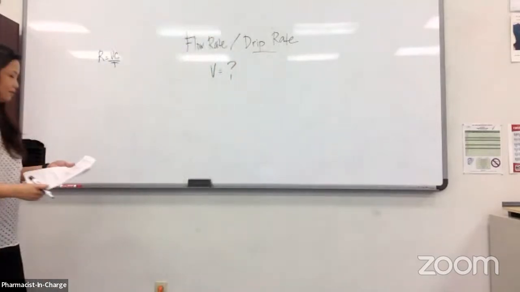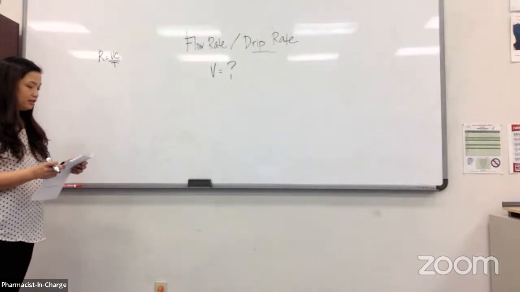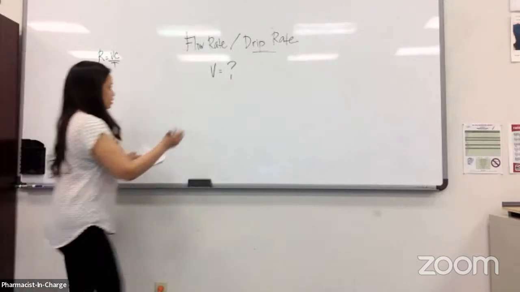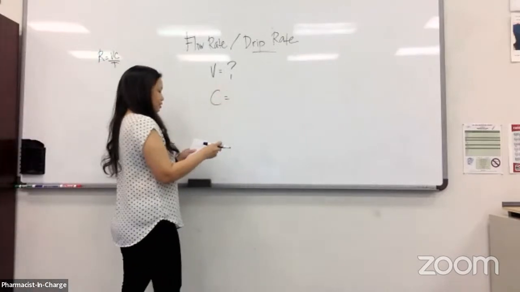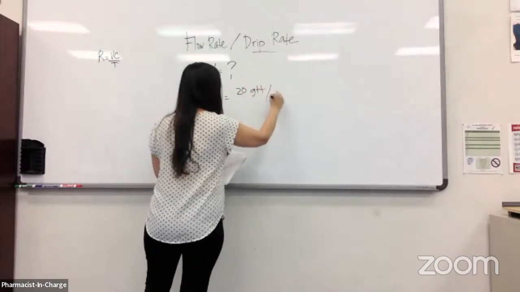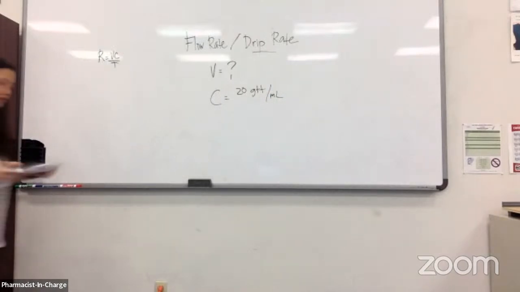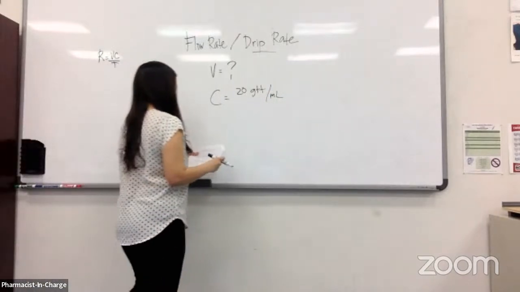Okay, next one. I have some things I can work with here. It says that I have a drop factor, which is my C, correct? What is that? 20 drops per milliliter. All I need to do is copy it and label it correctly. What else is there?